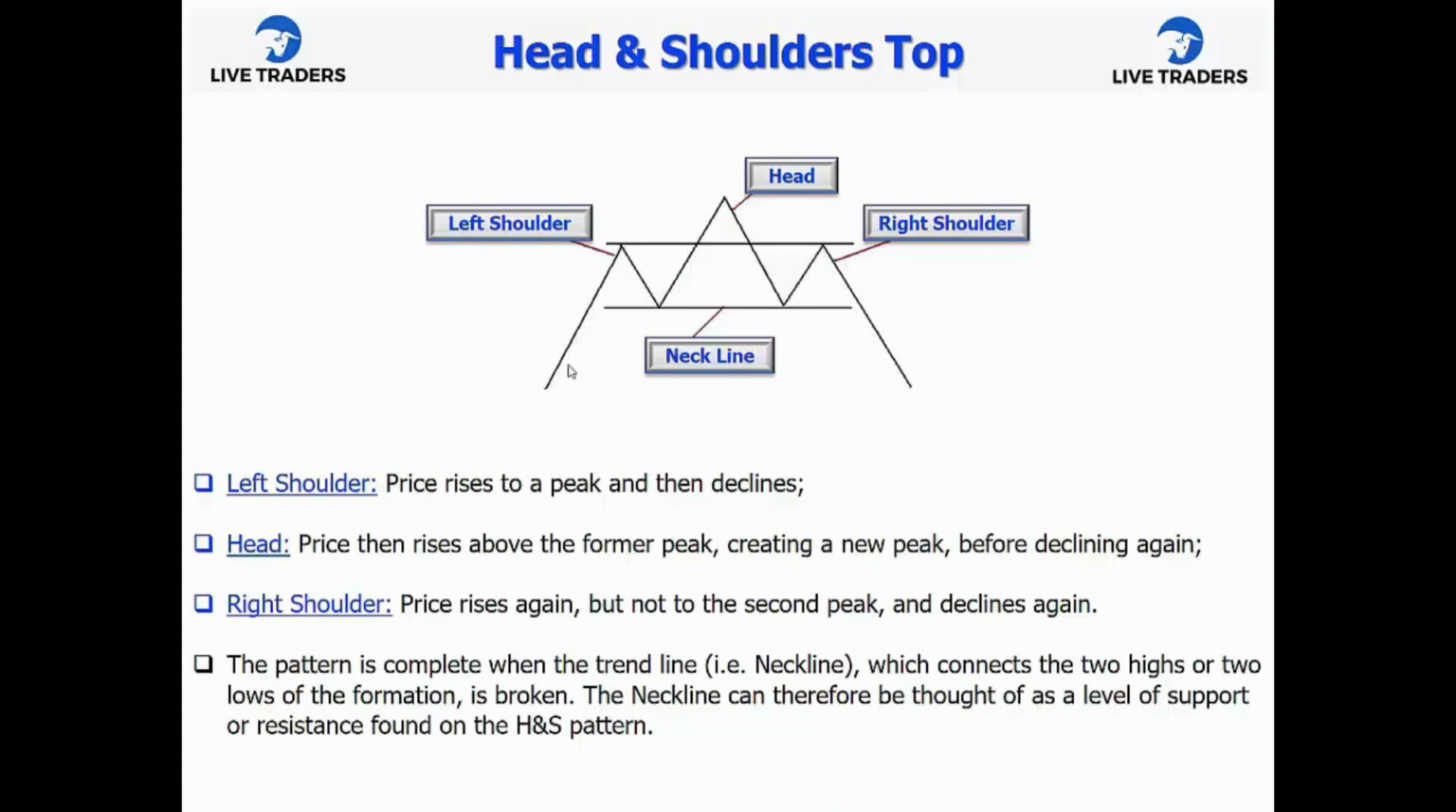Okay, so price rises to a peak for the left shoulder and then declines. Then price rises above the former peak, creating a new peak, before declining again back down into that support. Then price makes another attempt to rally up. What happens? It fails right there and declines again. Now we're going to look to short the break of this neckline. If we draw a vertical line from the head to the neckline, and take that vertical line and add it under the neckline from where the price broke, that's going to be our price objective.